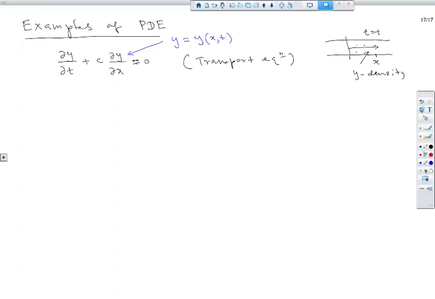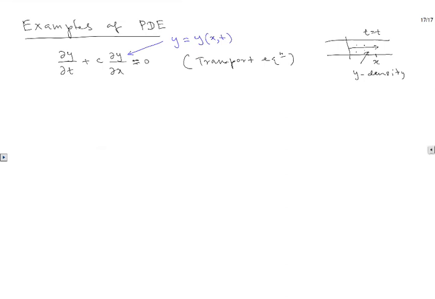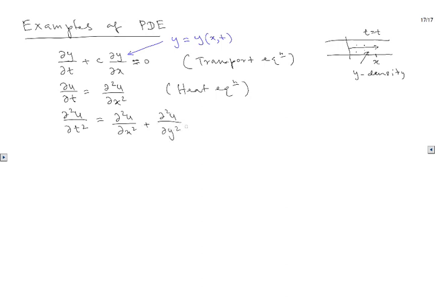So let's see more examples. We have partial u over partial t equals partial squared u over partial x squared. So this is what we call the heat equation, or diffusion equation. So you can see transport equation, heat equation, and then the wave equation. Partial squared u over partial t squared equals partial squared u over partial x squared plus partial squared u over partial y squared. So this is what we call the 2D wave equation.